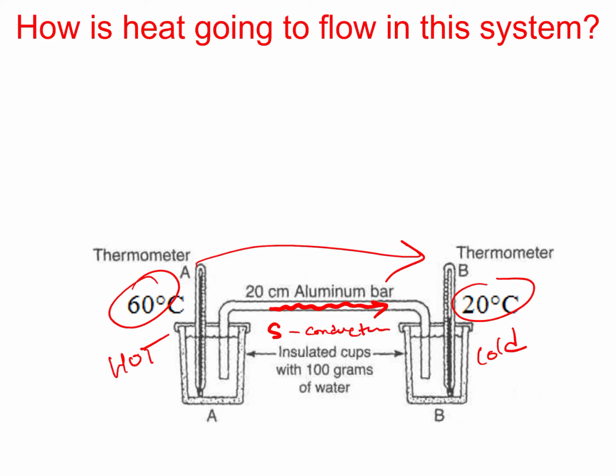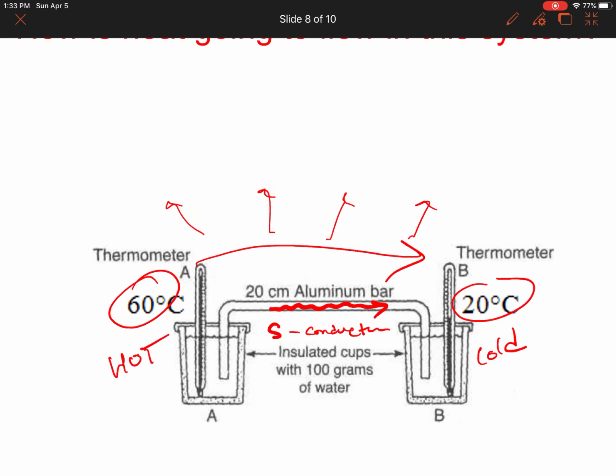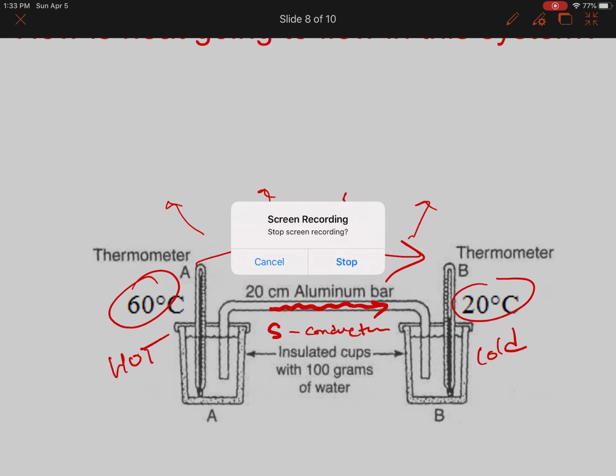Now, is some heat going to escape? Yes, it is. This is not all enclosed, right? This is what we call an open system. So there will be some heat escape. If it was a closed system where everything was basically insulated, then the heat would go from A to B, and then they would eventually be equal. Okay?